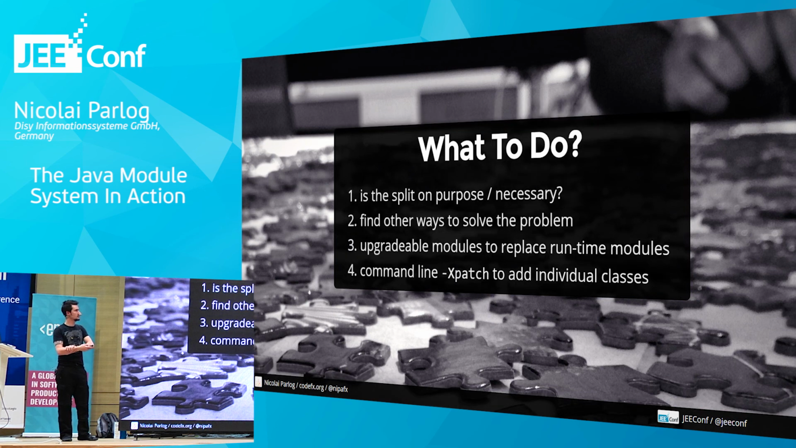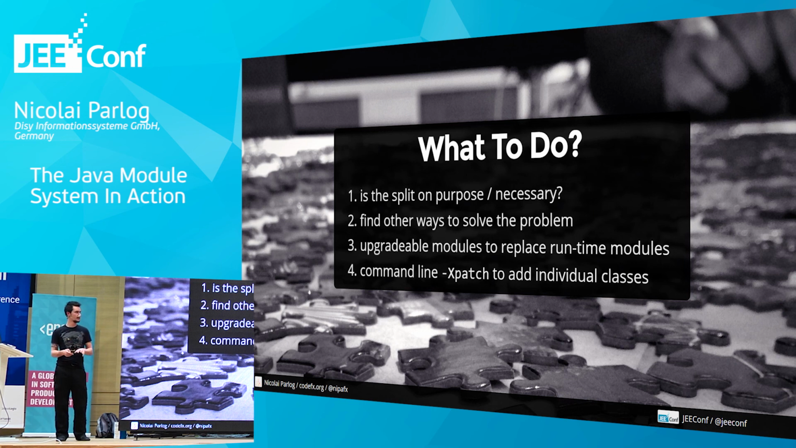If you find something, what do you do? Is this split on purpose, really? Did you solve some problem with that? And if you did, you have to find another way. What you can always do, you can patch, not always, you can patch with a command line and add individual classes to modules. So you can tell the command line, this class, please put it into Java XML, in the Java XML module.